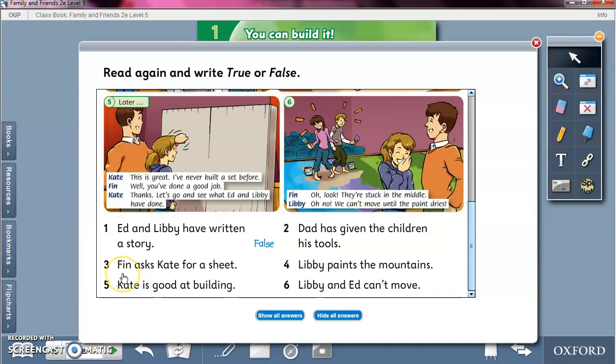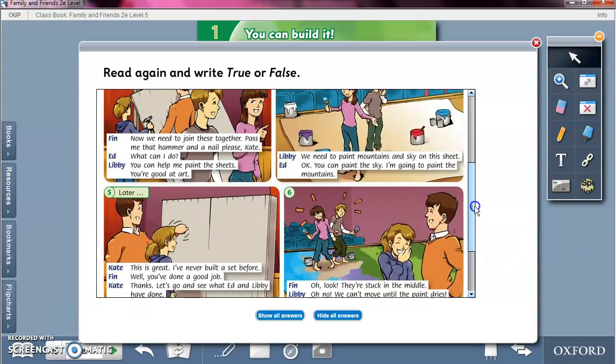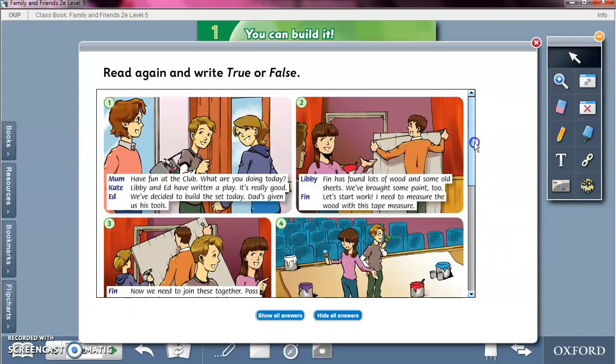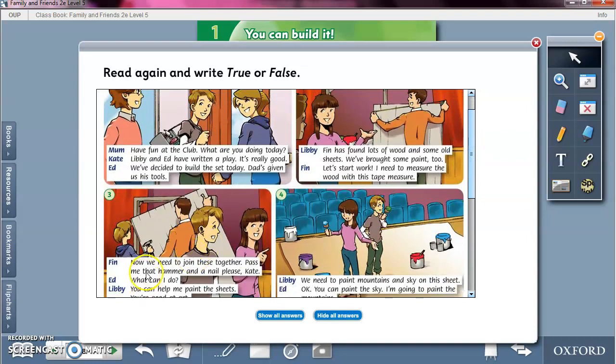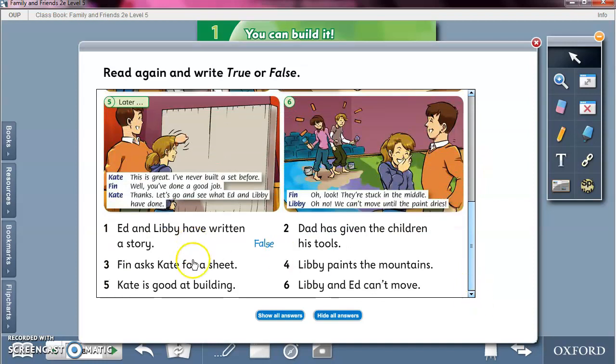Sentence number 3. Finn asks Kate for a sheet. Okay, let's read if that's true or false. Finn: Now we need to join these together. Pass me that hammer and a nail, please, Kate. So, this sentence is false. Finn asks Kate for, we delete a sheet and write hammer and a nail.